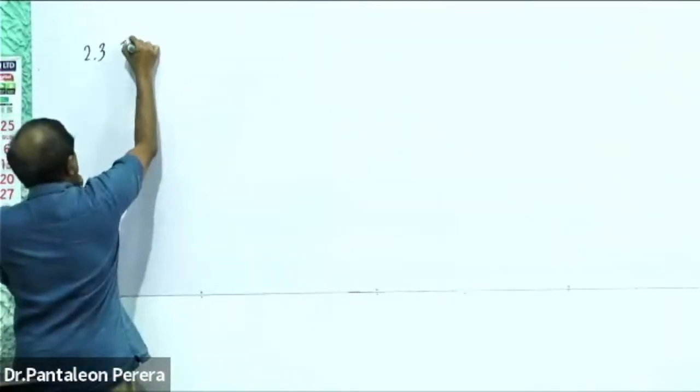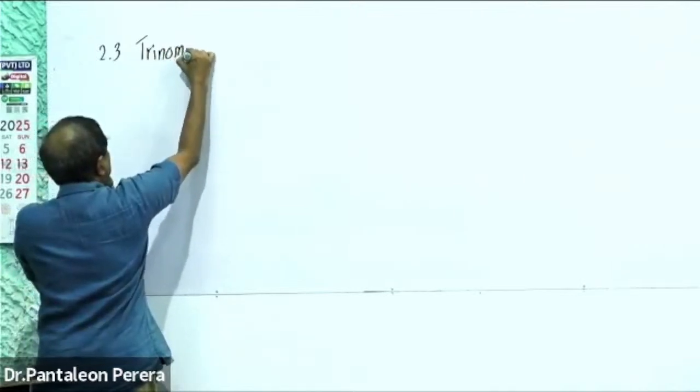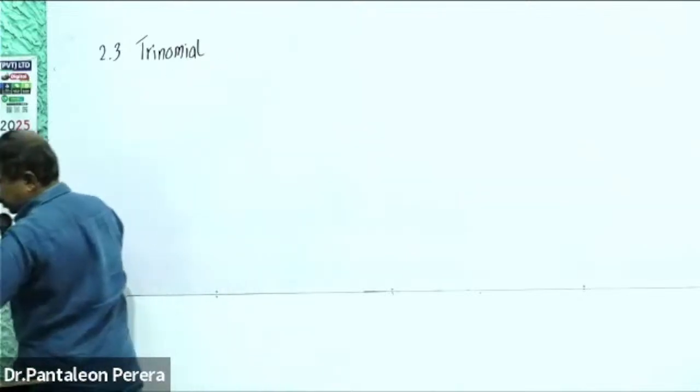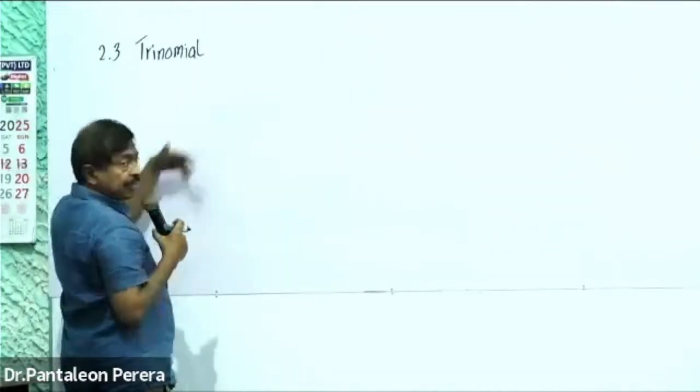We went through factors as our first topic. Then we started expansions. We went through binomial expansions where the power is 2 and 3. So in 2.3, we go for trinomial expansion. Nomial means the terms. Trinomial means 3 terms.